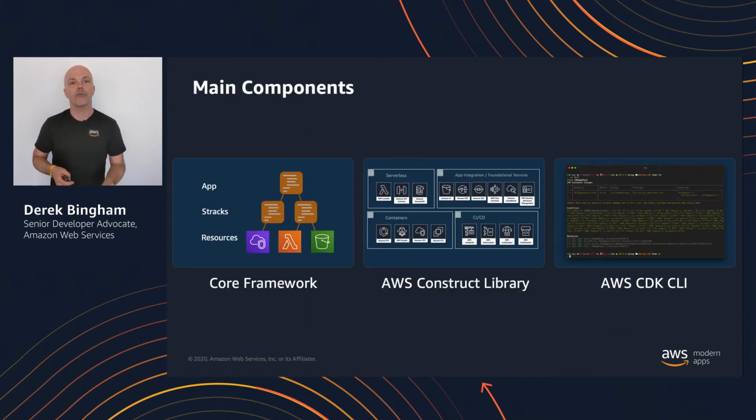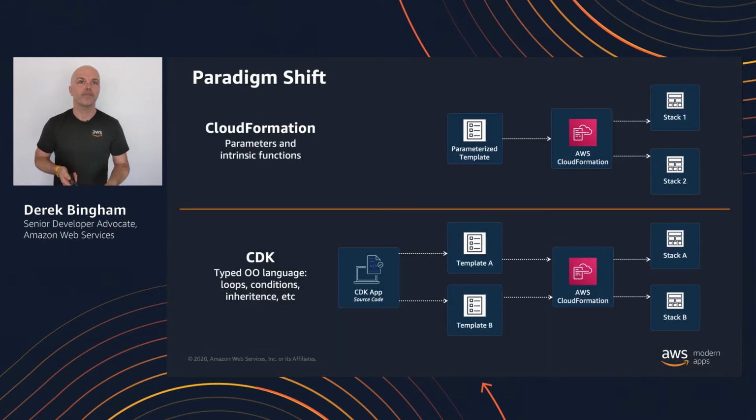It's made up of a core framework where we define an application. It's full of stacks, and inside the stack are resources or our services that we're going to use. We have a construct library, which is really reusable components that we can pull into our application as we build it. And we also have the AWS CDK CLI, which is what we use to start interacting with the CDK and provision those resources on AWS.